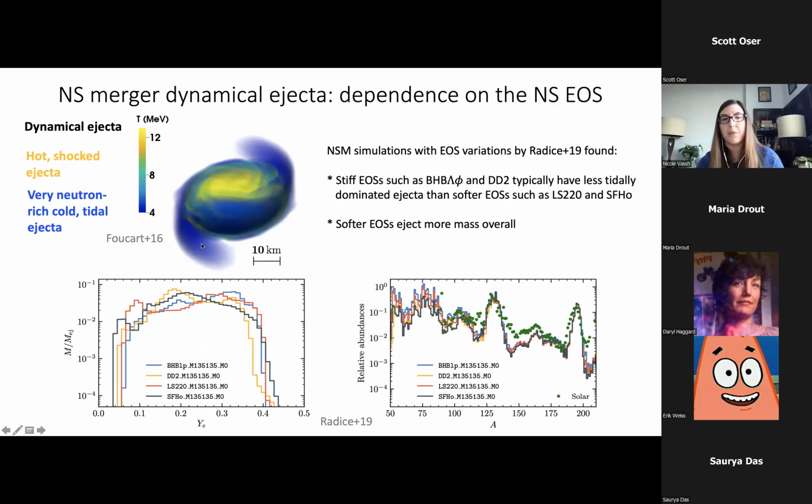You can see this if you look at some of the latest hydro simulations, for example, from David Radice and his group. They found that softer equations of state are just ejecting more mass overall, and how much of each type of ejecta you get from an event is also dependent on the EOS.